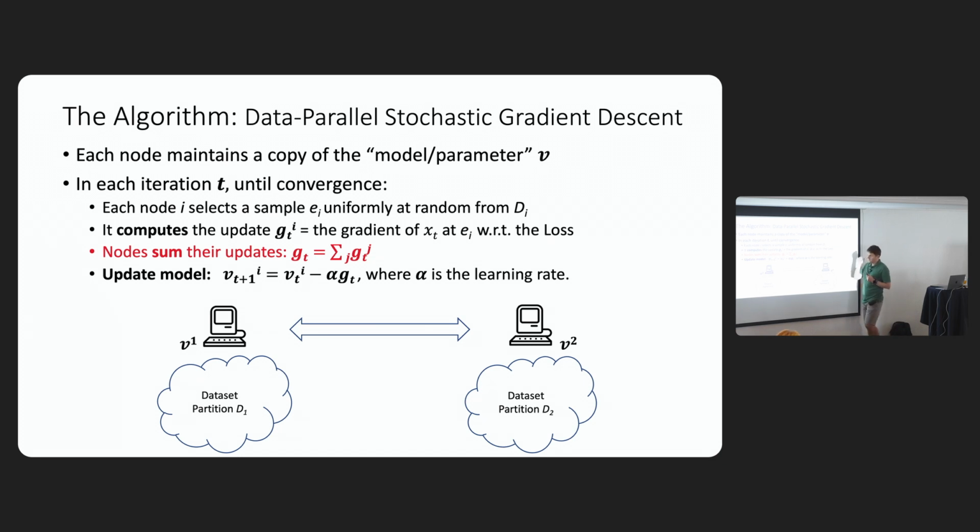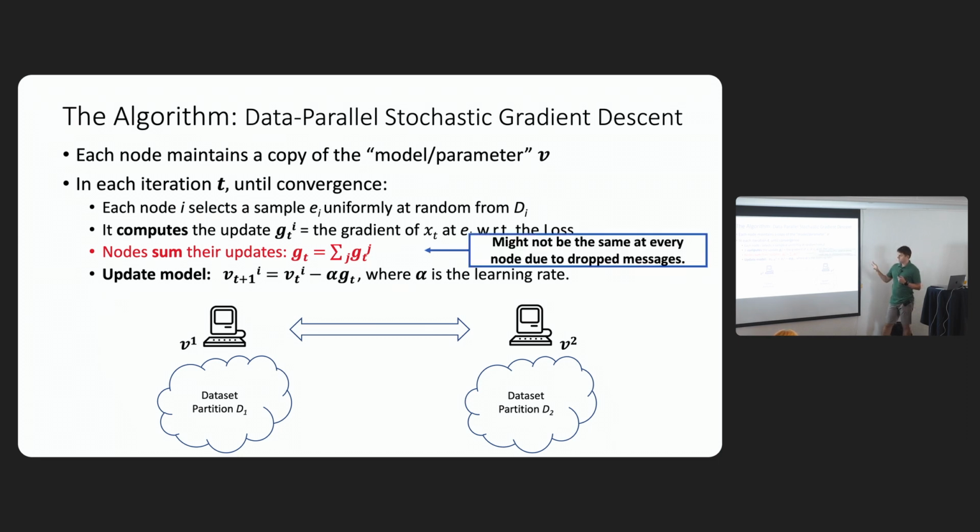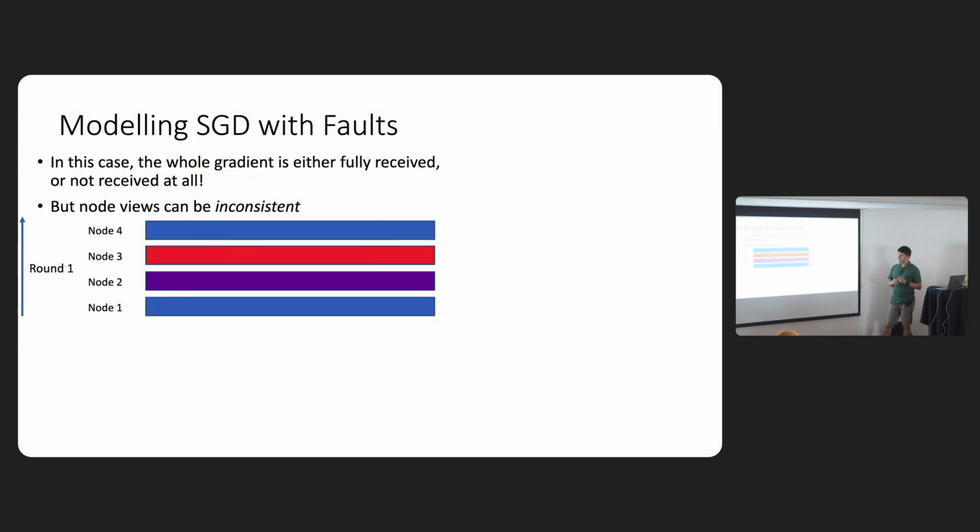Notice I've switched from model to view because each one of them could have a different view depending on which messages, which dropped messages it actually saw, okay? So this might not be the same at every node, okay?